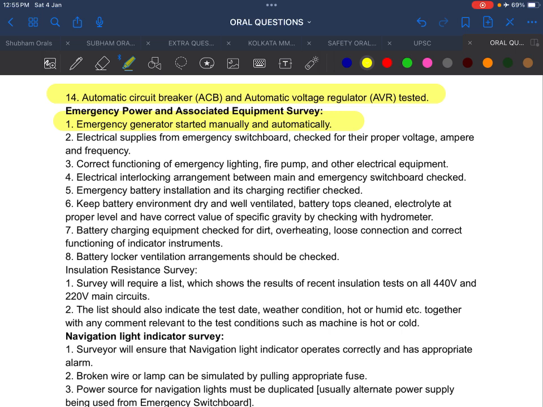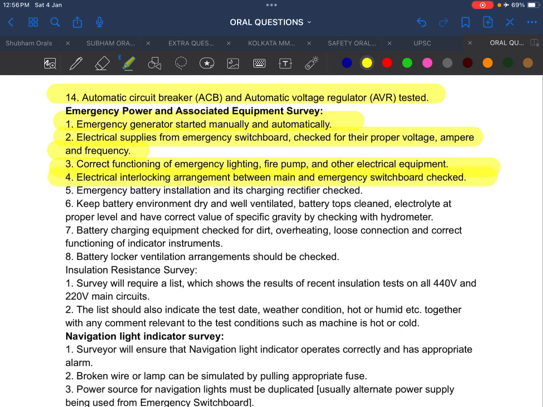Okay. So they can check the electrical supply from the emergency switchboard, checking for proper voltage and ampere. They can check the source supply connection also, whether everything is okay or not, the breaker is okay or not, whether the automatic mechanism is working properly or not, the emergency lighting, fire pump and other related internal electrical interlocking arrangements.